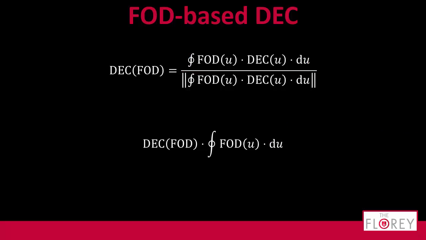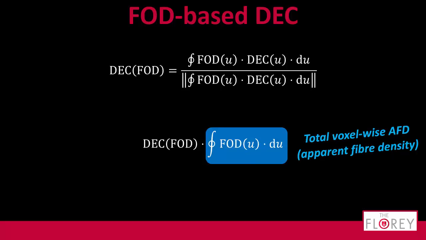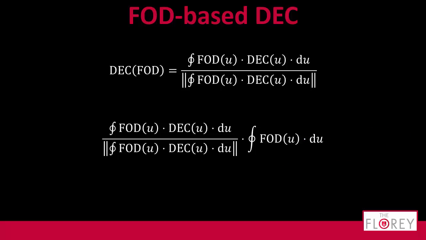And then we'll get our actual contrast, so the DEC times not the FA, but the FOD integral itself. And that's actually our total voxel-wise AFD, which you might know as apparent fiber density, as a better and more concrete meaning than the FA. Okay, so I expanded this a little bit, expanded this one, got this thing.